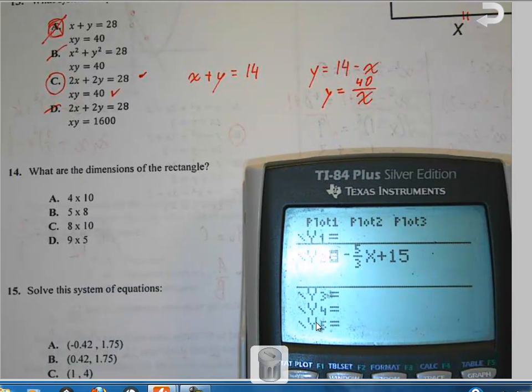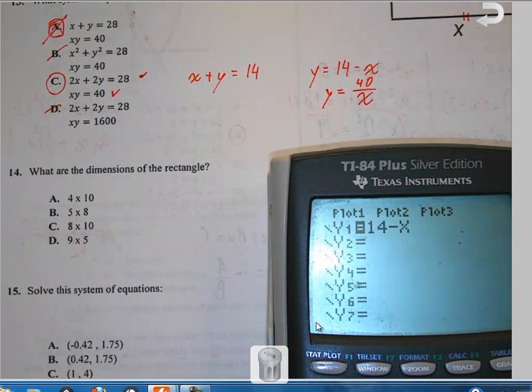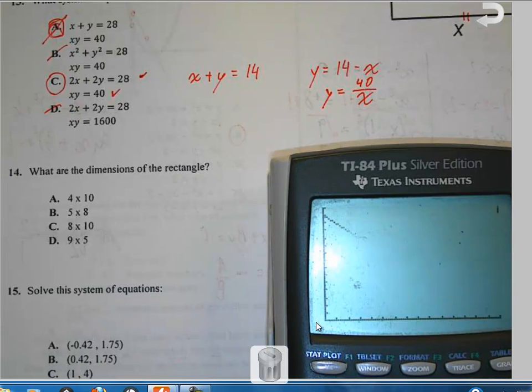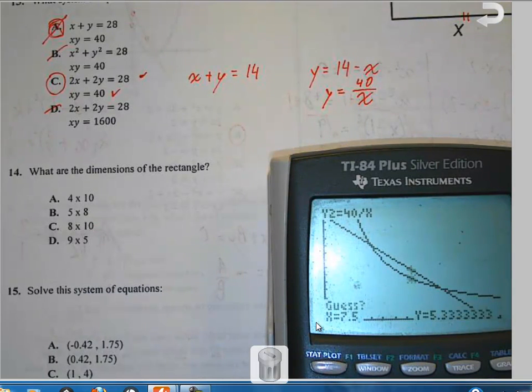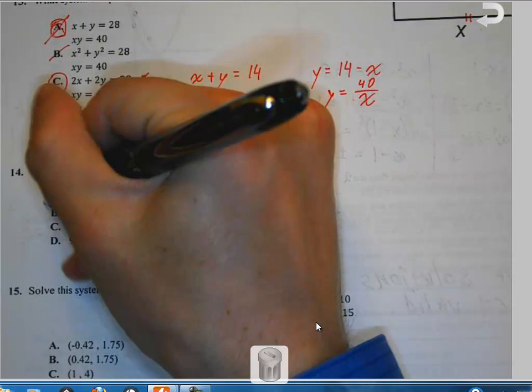Now, this isn't the only way to do it, but since we're crunched for time and this was a time-limited test, use the calculator to your best advantage. 14 minus x, 40 divided by x. Now, again, 0 to 15 seems a reasonable enough domain. And when we graph, here we have our linear function, and behold, there are two solutions. One of the things you can do, you can trace the point of intersection, and it has 10 and 4, which is the same as 4 and 10, because multiplication and addition are both commutative. So 4 and 10 was your final solution there.